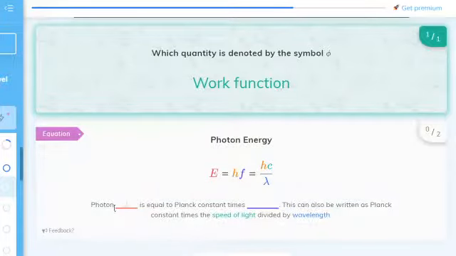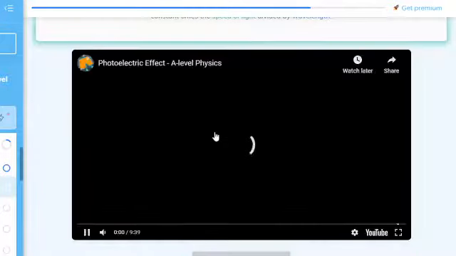So photon energy is equal to Planck's constant times frequency, which can be written as Planck's constant times the speed of light divided by wavelength. So photon energy is equal to Planck's constant times frequency. Simple. Skip the video.